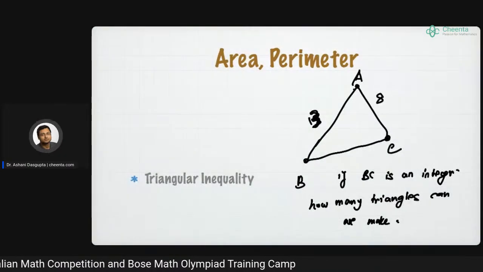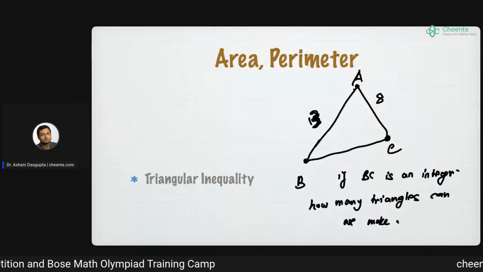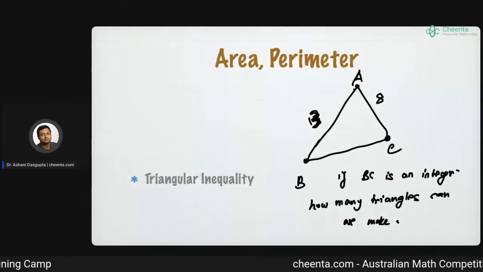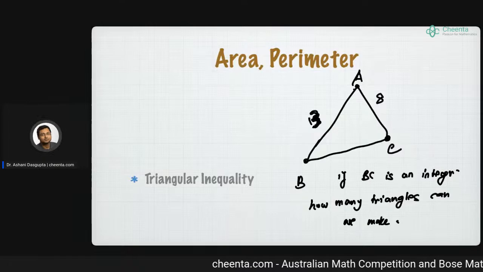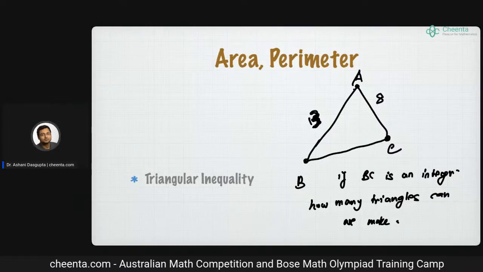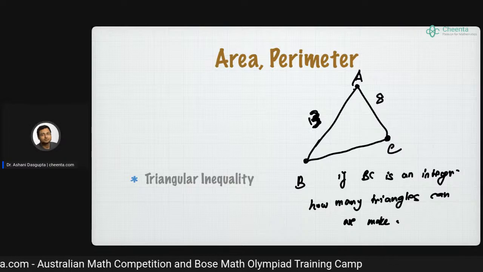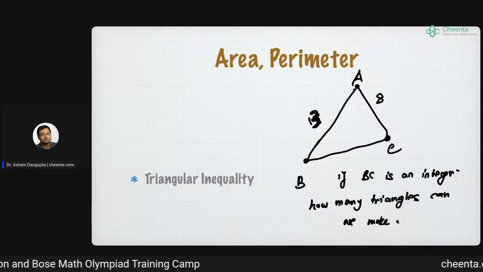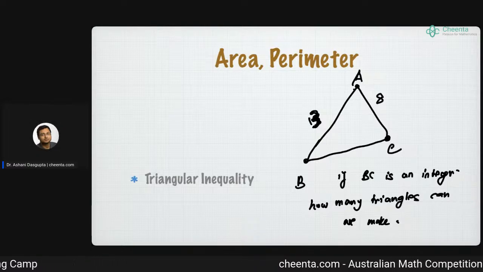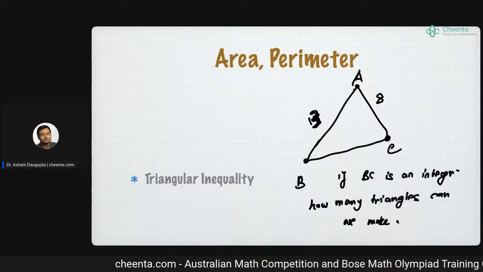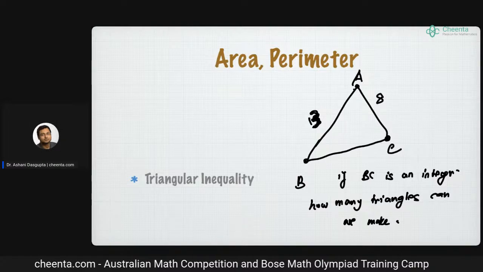I'll give a little bit of time to all of you to think about it. I see some raised hands in the main class, but for others, I'll let you think a little bit more. It's given that in a triangle ABC, AB is equal to 13 and AC is equal to 8. How many such triangles can we make if we know that BC is just an integer?